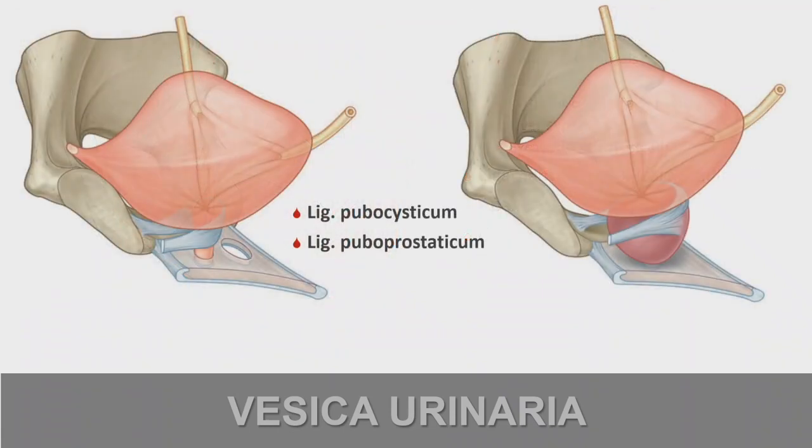The urinary bladder is fixated to the abdomen only in 2 points. One point is the urethra, passing through the perineal membrane, and the second is a band of connective tissue called ligamentum pubocysticum, or puboprostaticum, because puboprostaticum is in the male, also containing the prostate inside.